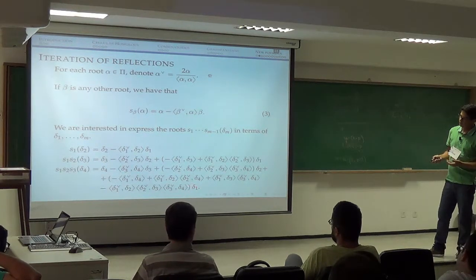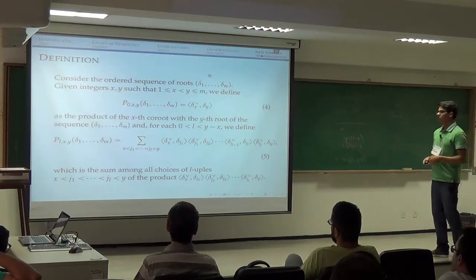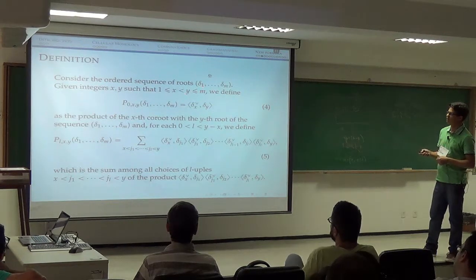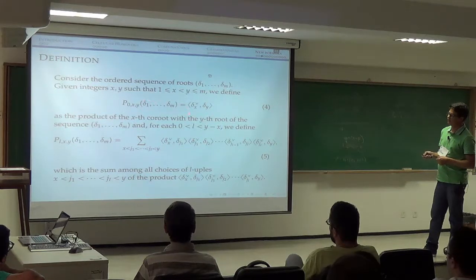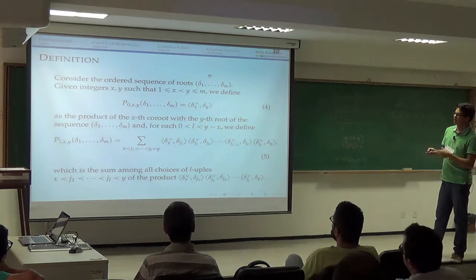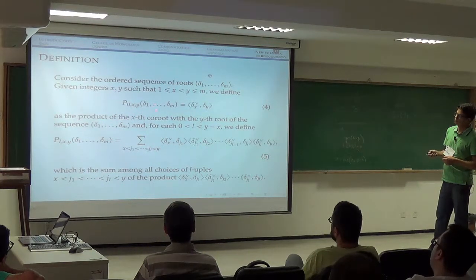So here, for example, in delta 1, we have one of length 1. Here we have this one of length 2, and this one of length 3, and so on. So we define this kind of polynomial. We consider another sequence of roots, delta 1 to delta m, and given integers x and y between 1 and m, we define p of 0 x y over this sequence of roots as this bracket, where here is the Killing form. We take here the product of the x coroot with the y root that appears in this sequence.